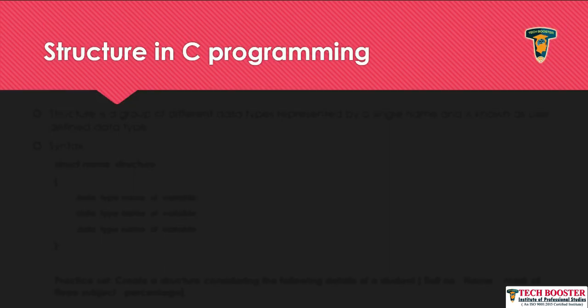So friends, here in this video we'll learn about structure in C programming. That is, what do we mean by structure and its importance in C language. In a previous video we have learned what is an array. An array can store multiple elements but of similar data type. If you have data from different data types, in that case you will have to create different arrays.